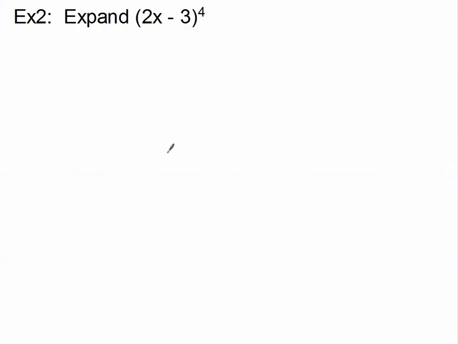So here is example 2. I would like to expand 2x minus 3 quantity to the 4th power. And I'm going to use Pascal's triangle again. I'm using the 4 row. Again, that's not the 4th row. It's the row that has the 4 in it. So I've got 1, and then 4, and then 6, and then 4, and then 1. So these are my 5 coefficients.